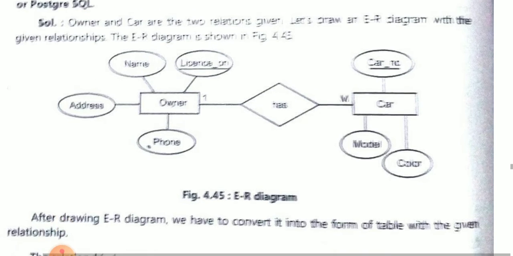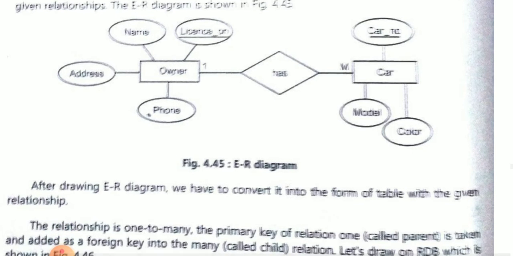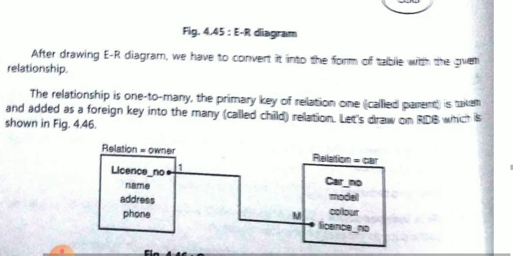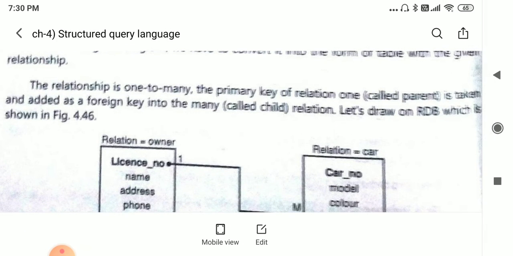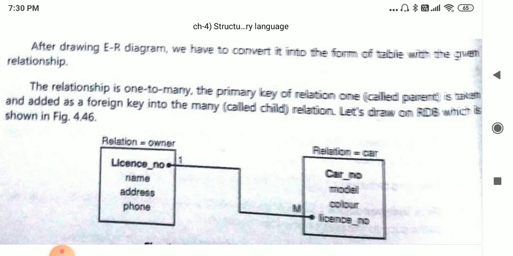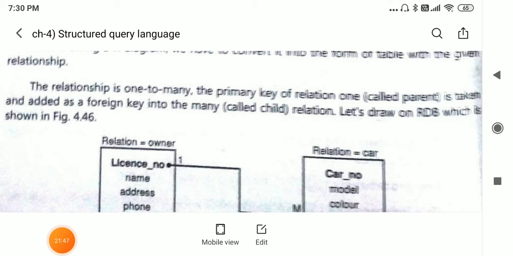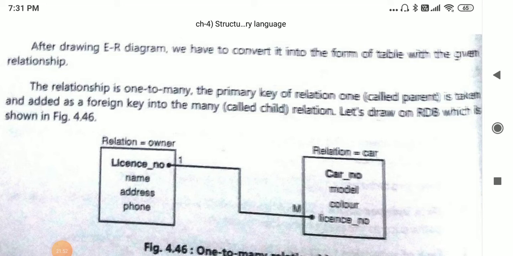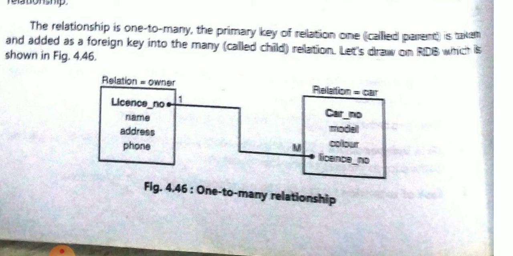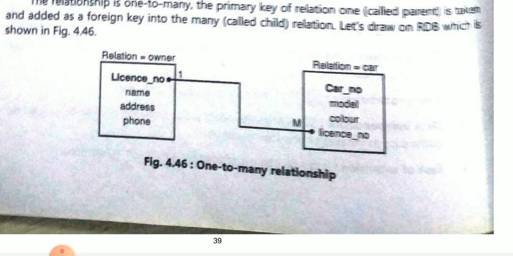This is the entity relationship diagram of owner and car with the given relationship. The relationship is one to many. The primary key of the relationship on the one side, called the parent, is added as a foreign key into the many side, called the child. Let's draw a relational database which shows here: license of relation owner is equal to relation car.